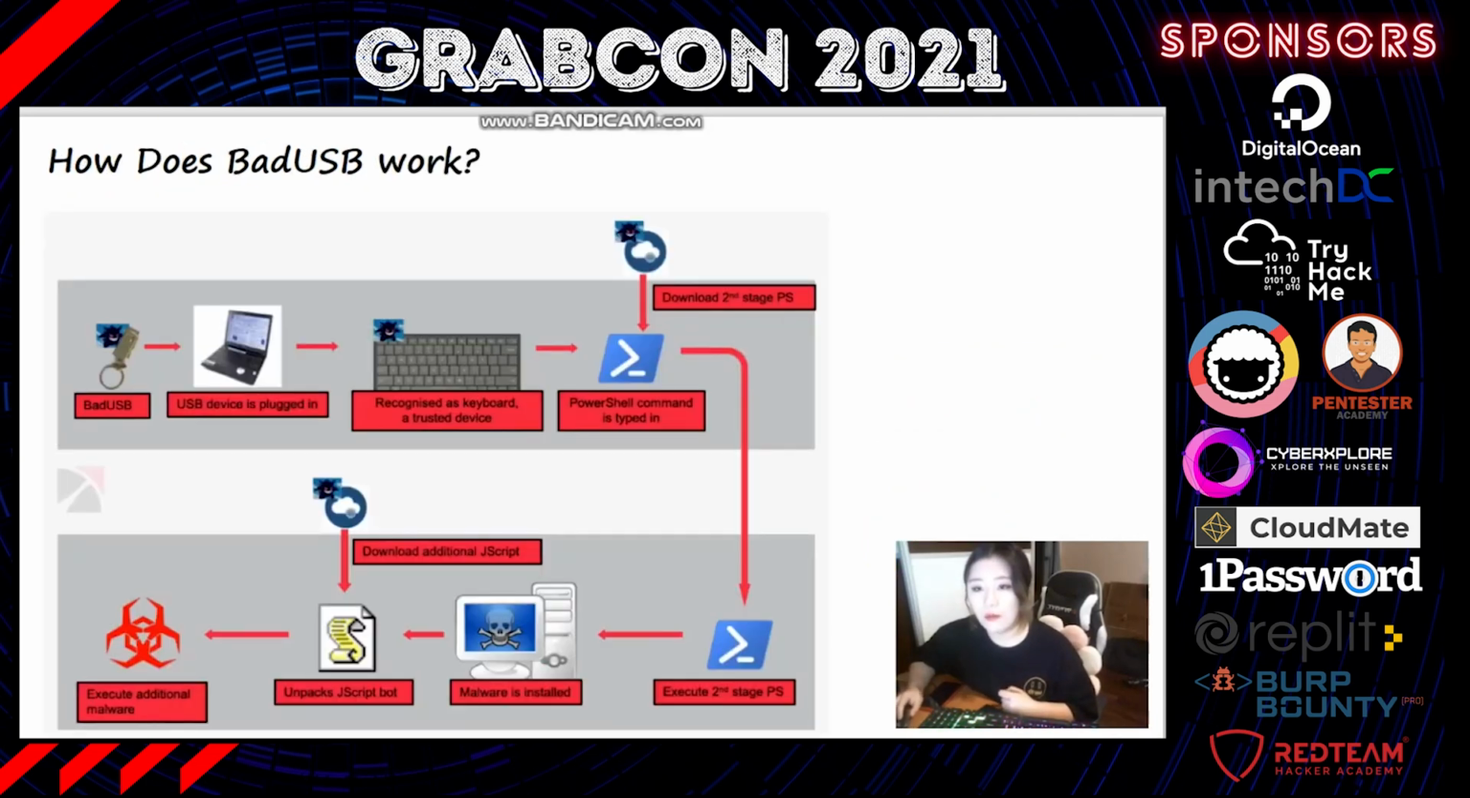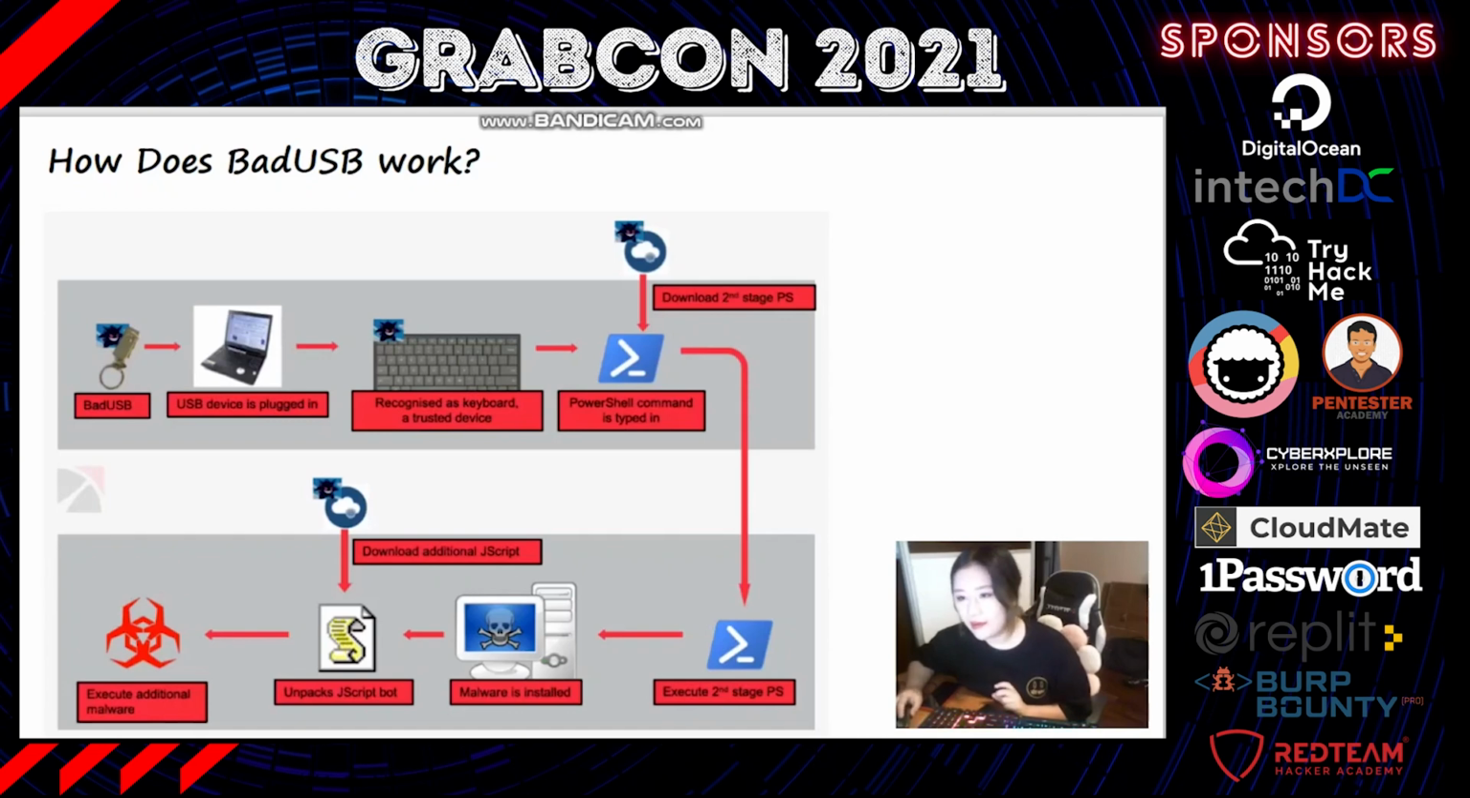Okay, so let's see the logic behind how a bad USB works. First, we have a bad USB, and it's really like a USB thumb drive. Once we plug it into the computer, it is recognized as a keyboard, a trusted device. So the USB thumb drive actually functions as a keyboard when connected to a computer. That's how it emulates key presses to launch various automatic attacks.